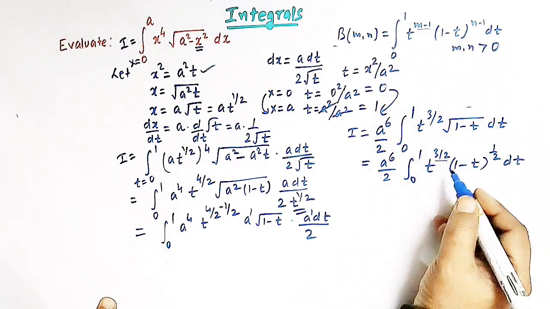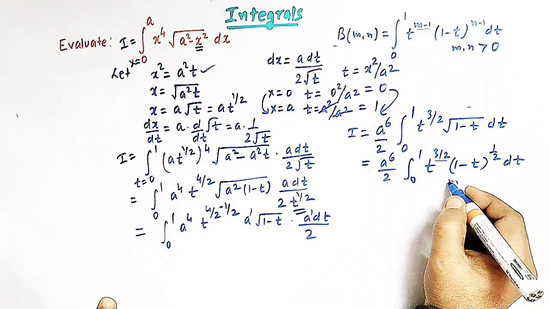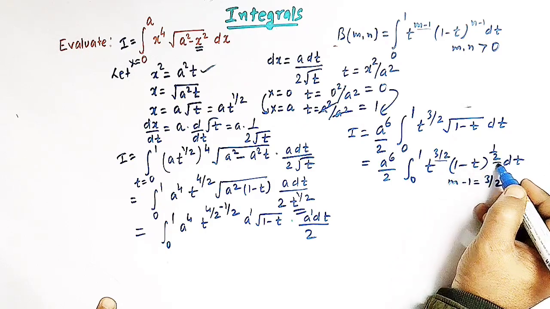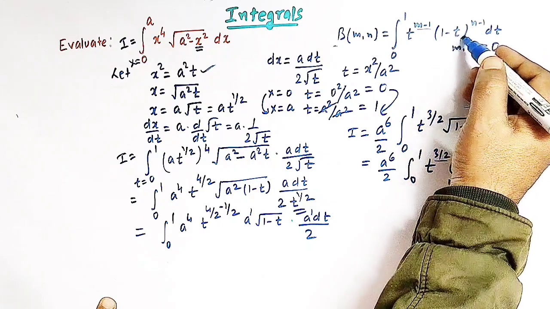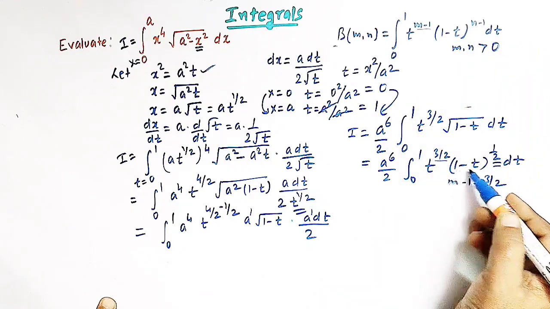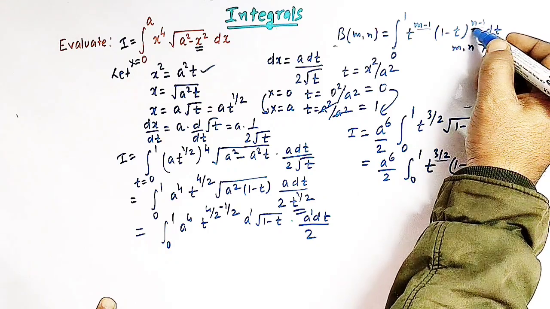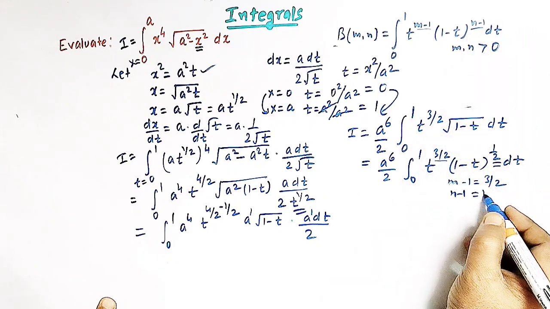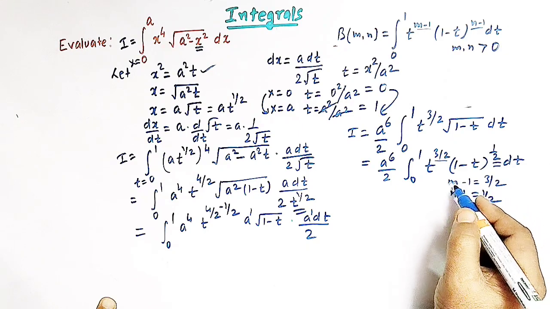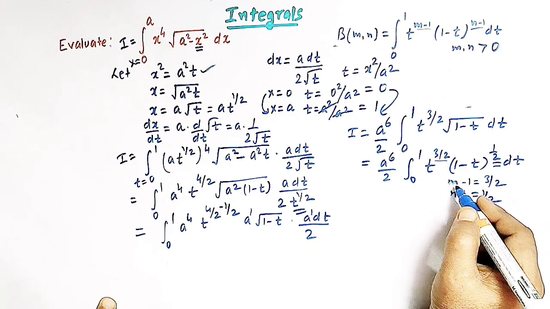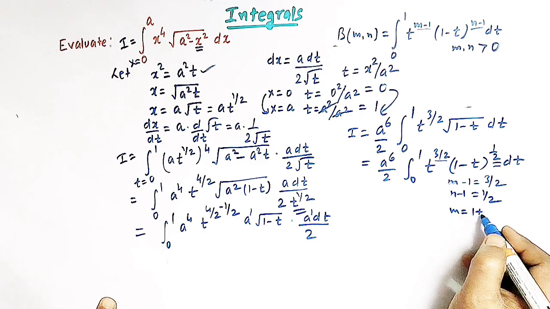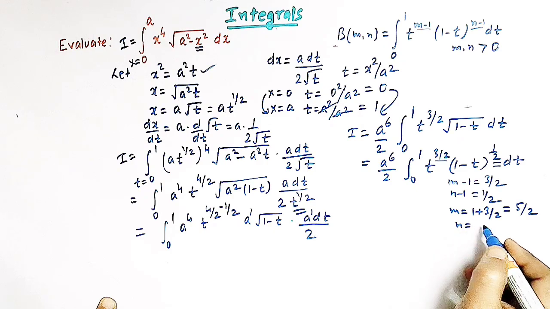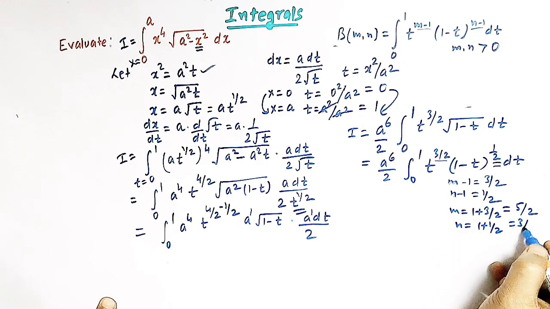Here we have t raised to 3 by 2. So we can now write m minus 1 is equal to 3 by 2, and here we have 1 minus t raised to n minus 1. Here we have 1 minus t raised to half. So n minus 1 is equal to half. So we can now solve these two equations for m and n. M is 1 plus 3 by 2, that is 5 over 2. And n is 1 plus half, that is 3 by 2.